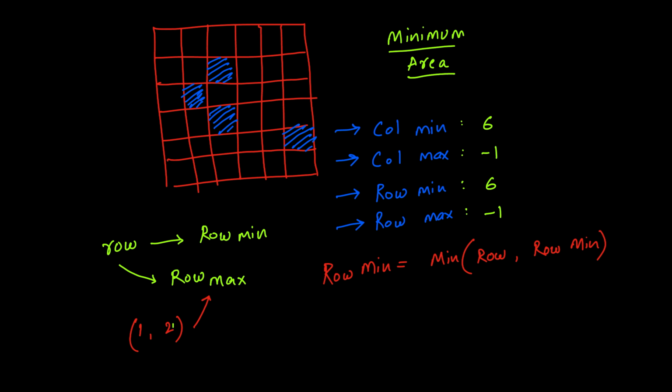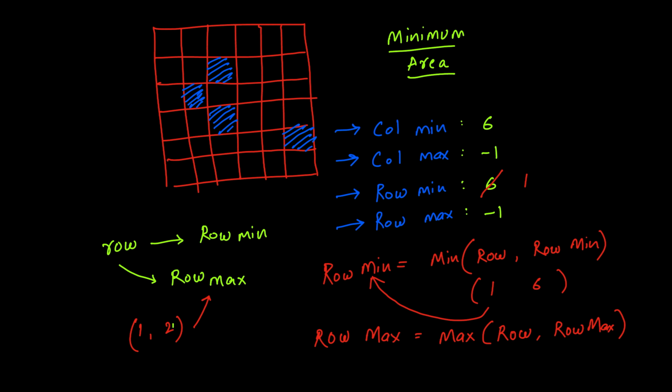As discussed earlier, the row min should be the minimum value between the current cell's row and the previously calculated row min. That is, the comparison is between row 1 and row min being 6. Between the two, 1 will be saved into the row min variable. We'll use similar logic to calculate the row max, which is the comparison between the row and the row max value, and only the higher value will be saved. The row value is 1 and the row max is -1, hence 1 will be saved in the row max variable. This process will continue for all of the cells whose value is 1 on the grid.